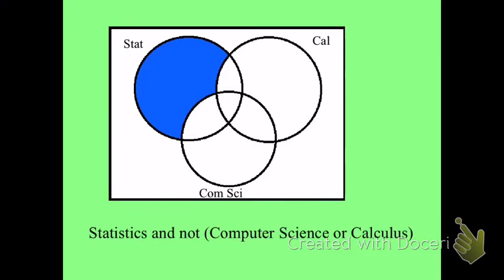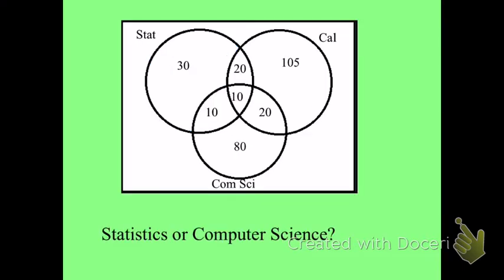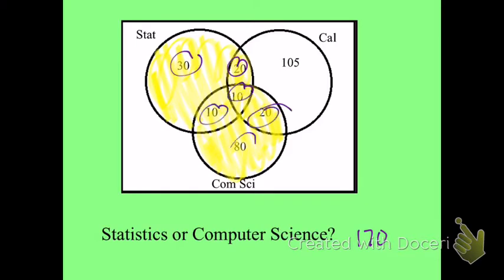Then why don't we do that here? Okay, now here we've added some numbers in there. I first want to shade the area that is statistics or computer science. So what area is going to get shaded? The whole set, everything but the 105. So I'm going to shade all of statistics and all of computer science and add them all up: 170.